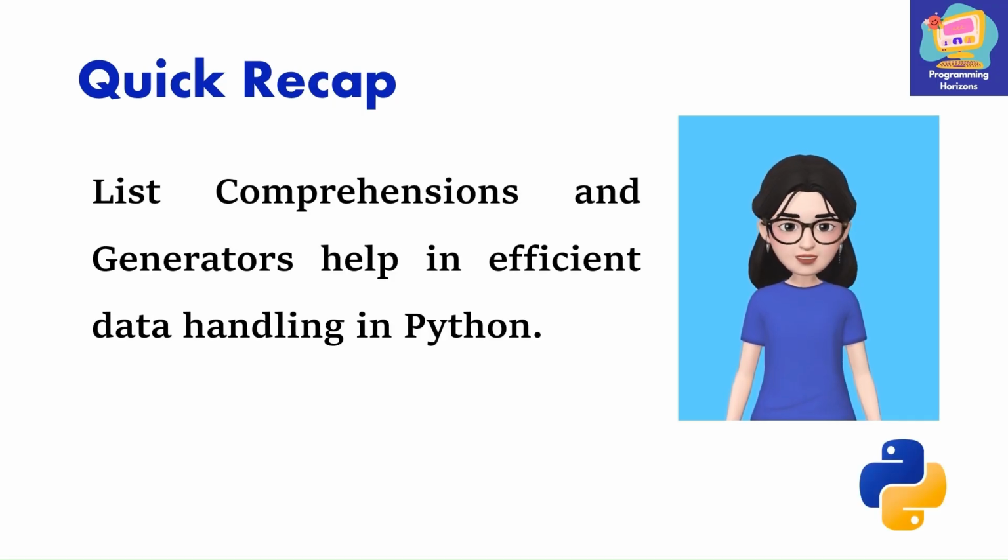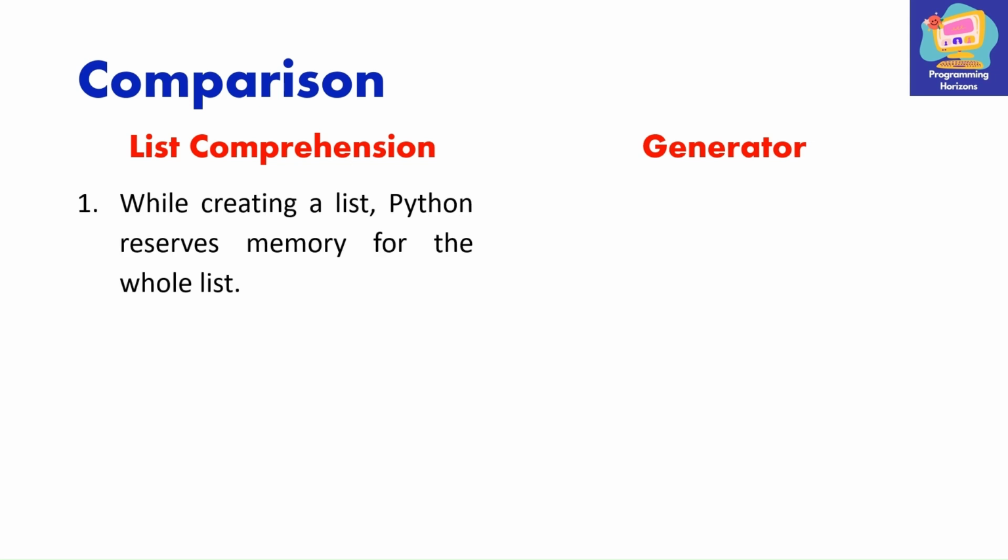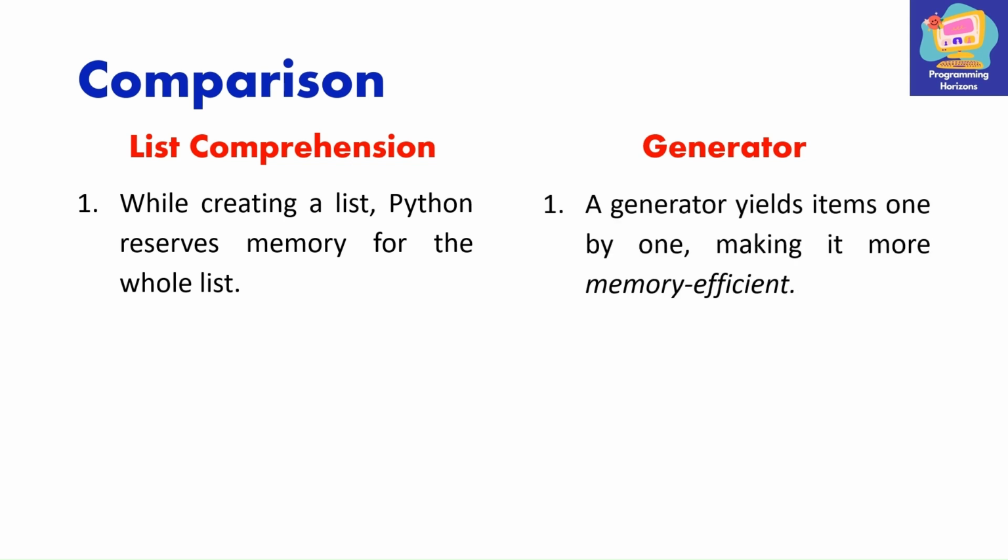In this video, we explored list comprehensions and generators, learning how to use both of these for efficient data handling in Python. Here is a final comparison between list comprehensions and generators. While creating a list, Python reserves memory for the whole list. On the other hand, a generator yields items one by one, making it more memory efficient.